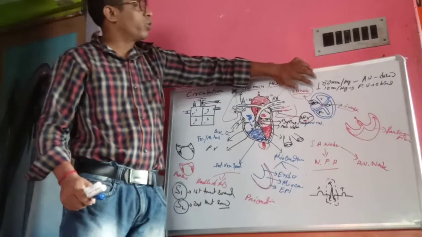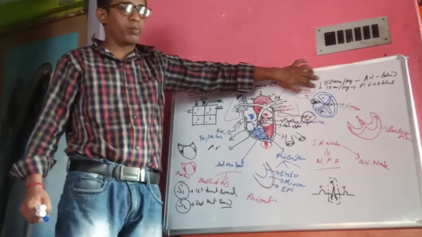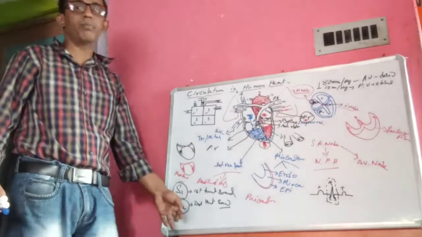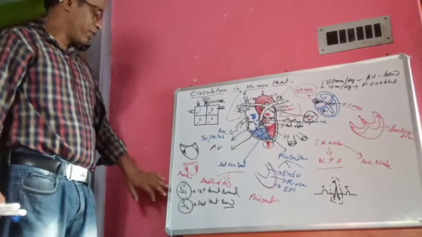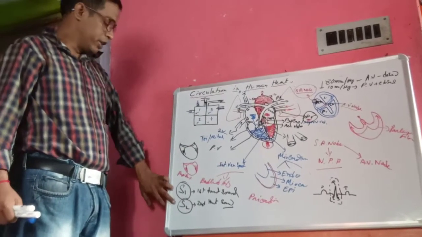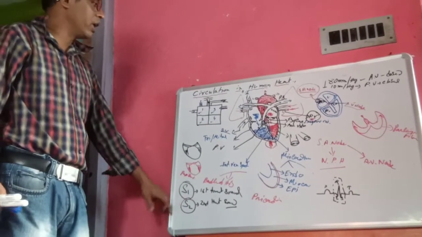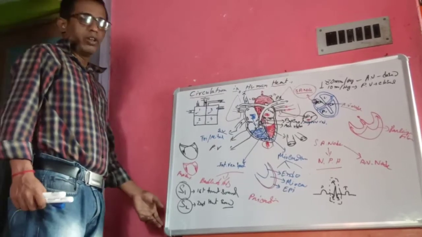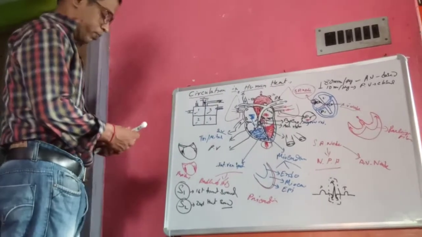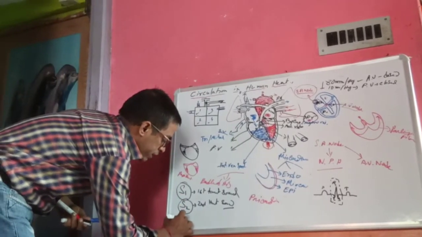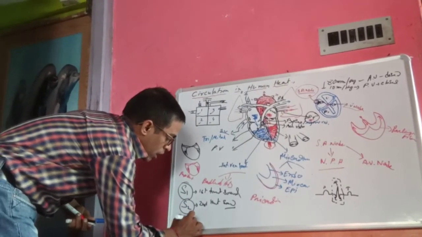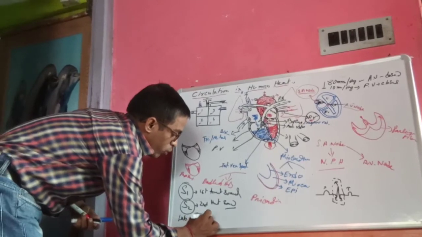So the difference of these two pressures makes the sound of S2. Clear? Now, this is the first sound of the heart and this is the second sound of the heart. Many authors and many books call it Lub and Dub.